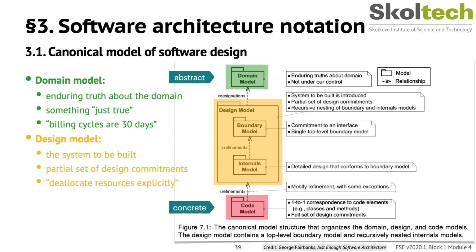The system to be built appears here, and here you make a partial set of design commitments, commonly leaving undecided some low-level details about how the design will work, deferring them until the code model. The design model is composed of recursively nested boundary models and internals models. A boundary model and an internals model describe the same thing, like a component or a module, but the boundary model only mentions the publicly visible interface, while the internals model also describes its internal design.